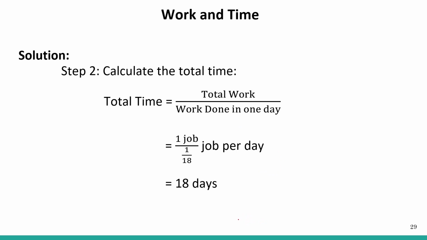So step 2 is calculating the total time. Calculating the total time is very easy, that is total work by work done in 1 day. So one job by 1 by 18 is equal to 18 days.